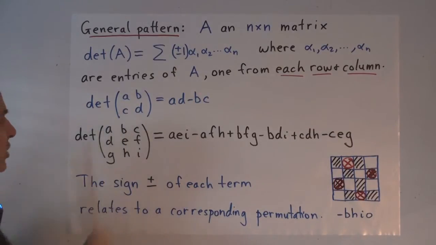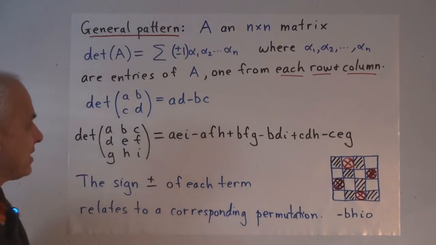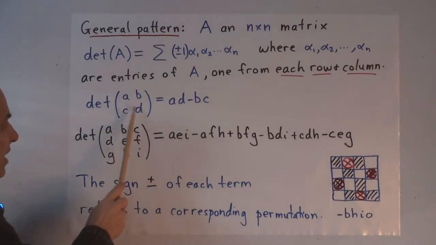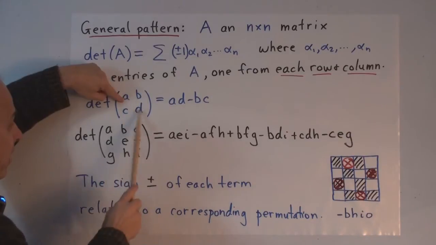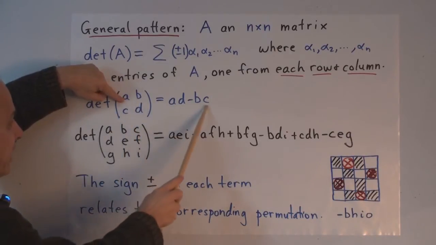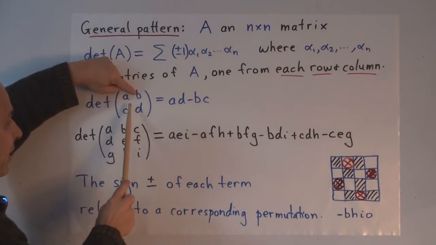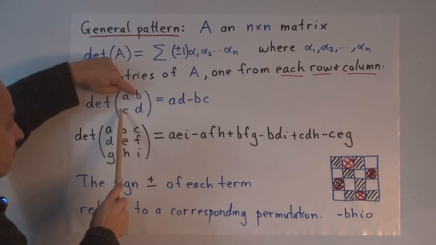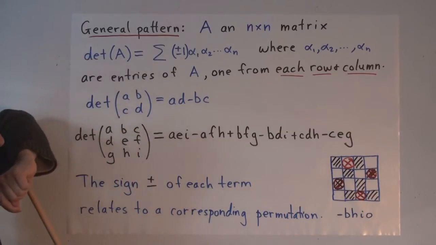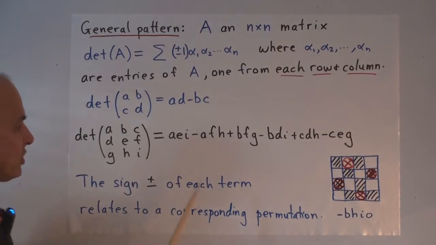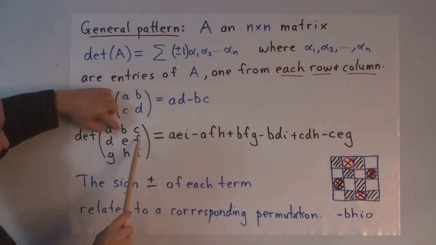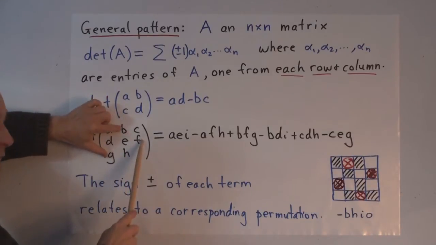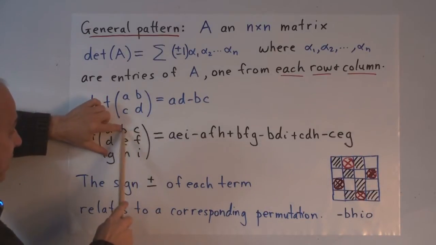So for example, in the 2 by 2 case, AD minus BC. The first term is A times D. That's one entry from each row and each column. The second entry BC, that's also a term that has one entry in each row and each column. In the 3 by 3 case, if we choose, say, one random one, let's say BFG, we have 3 elements, 1 in each row and 1 in each column.